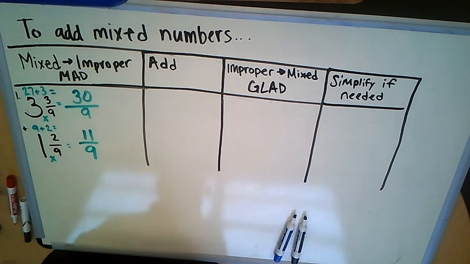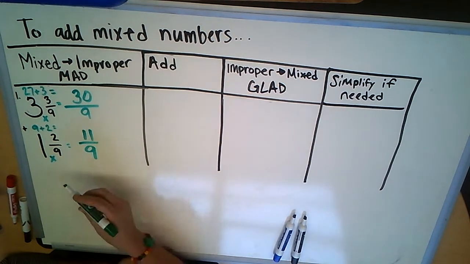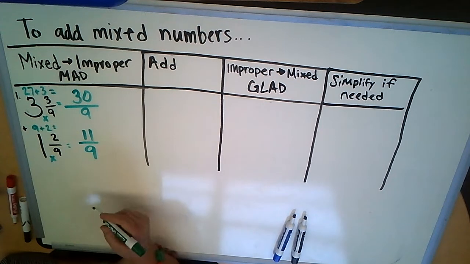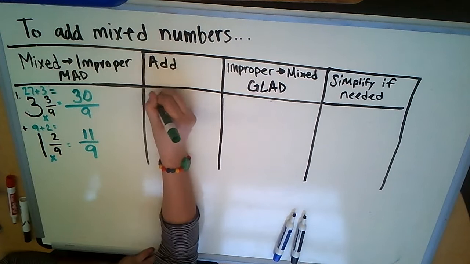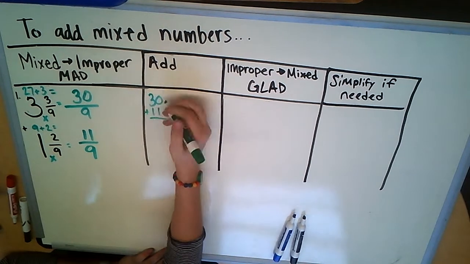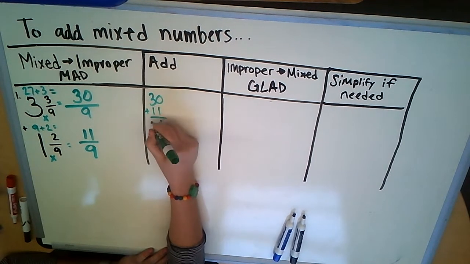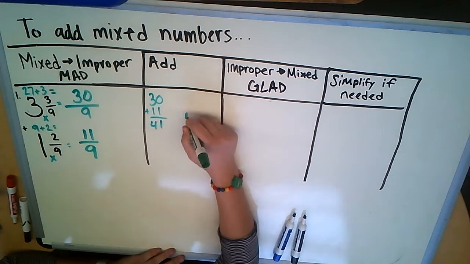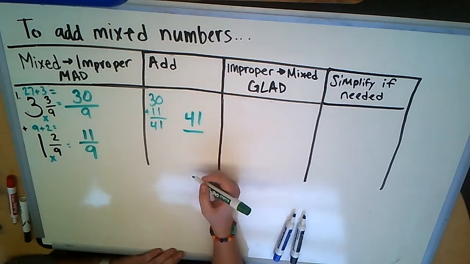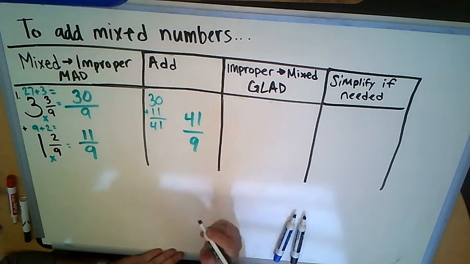So now what we're going to do is add them together. So if we know the denominator stays the same, we just need to add 30 plus 11. So 30 plus 11 gives us 41. And we want to put 41 over the same denominator of 9.